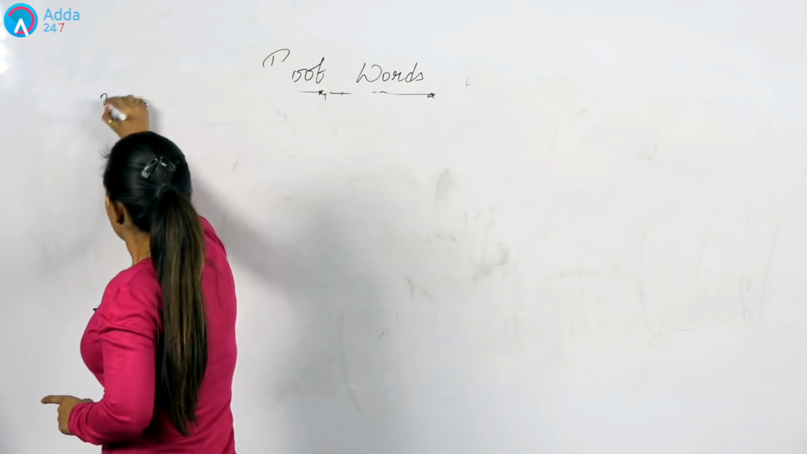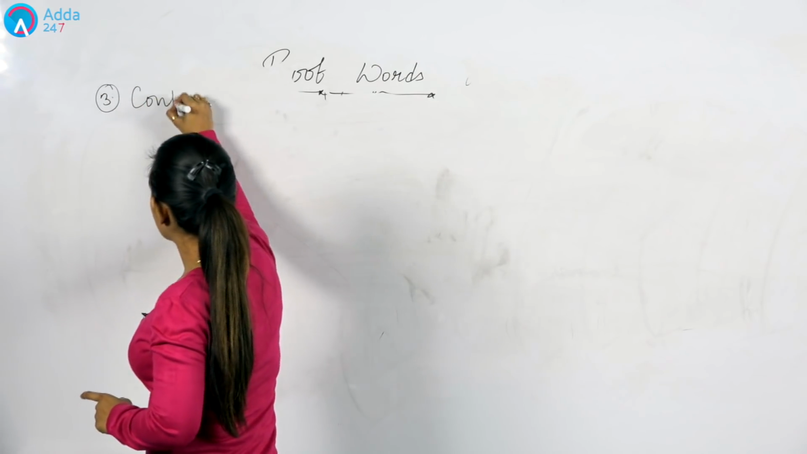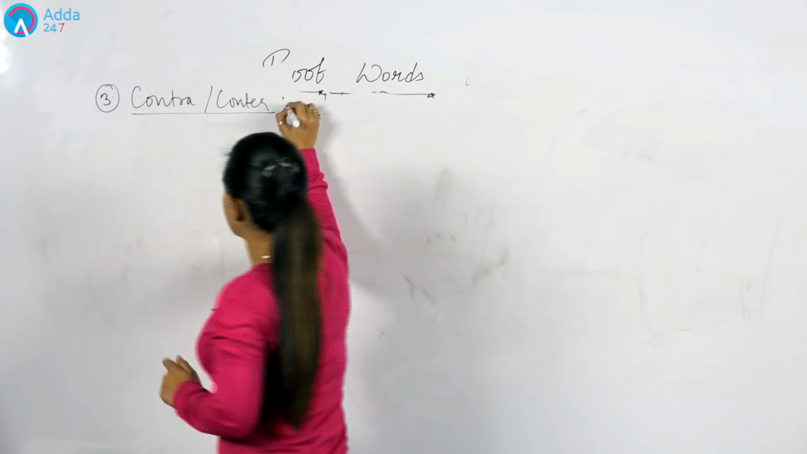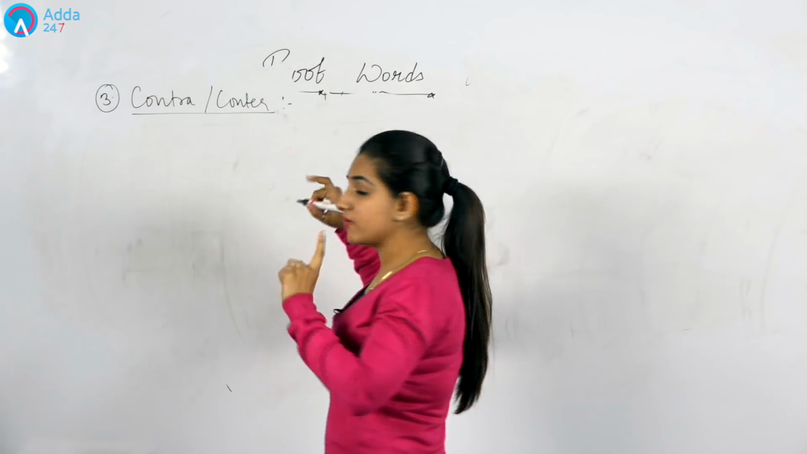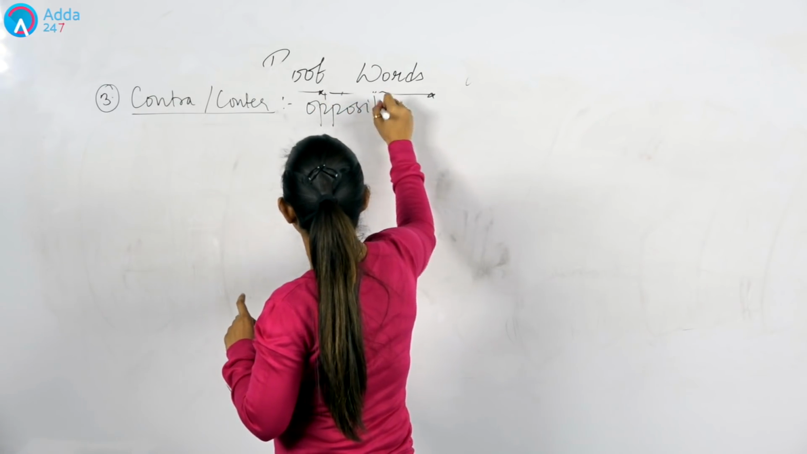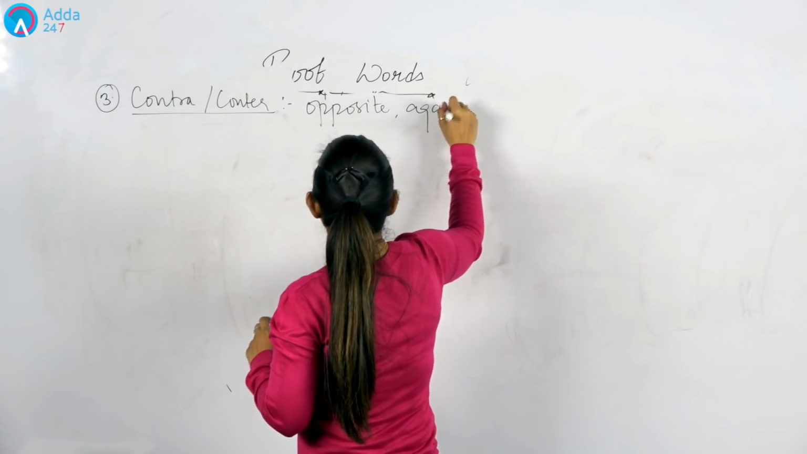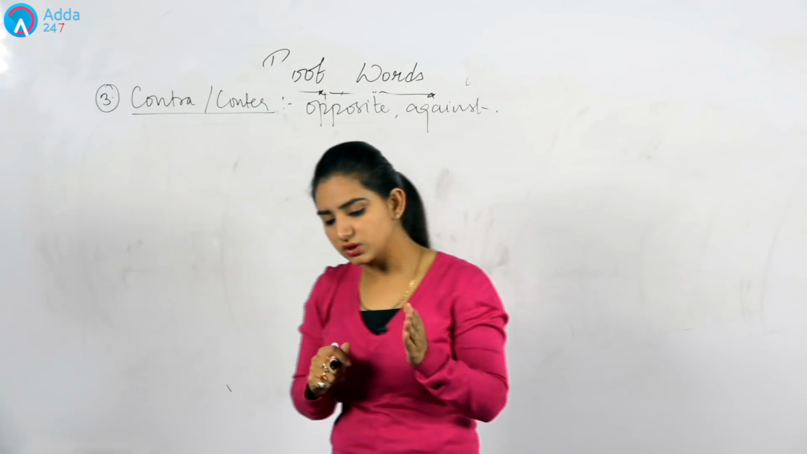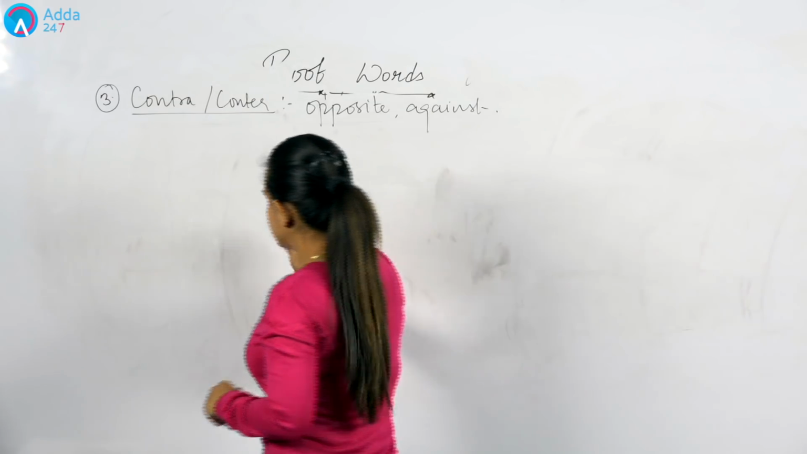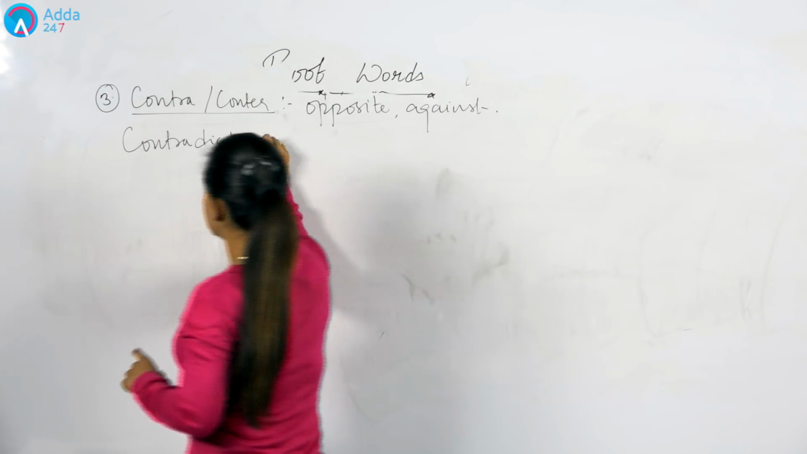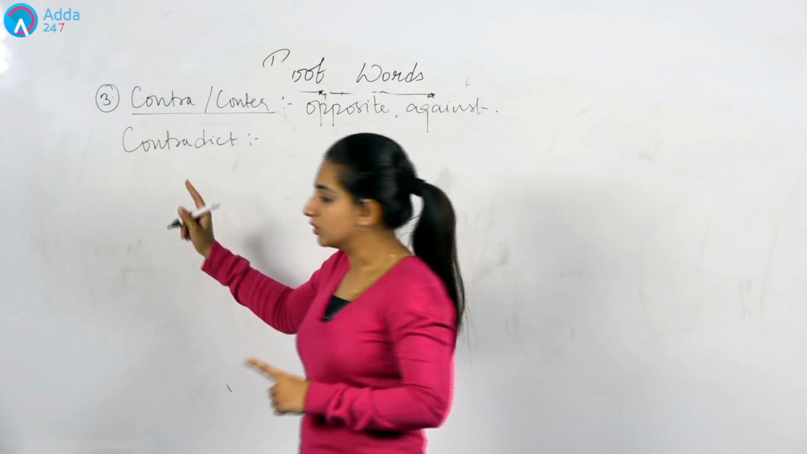So anyway, moving further, we have contra or counter, right? The next is contra or counter. Now wherever we have contra or counter, this will always talk about opposition, against, away, separation. This is all what contra or counter defines, right? For example, we have contradict. Again, here as well you will get a root word, right?